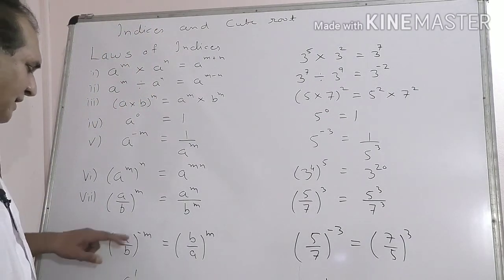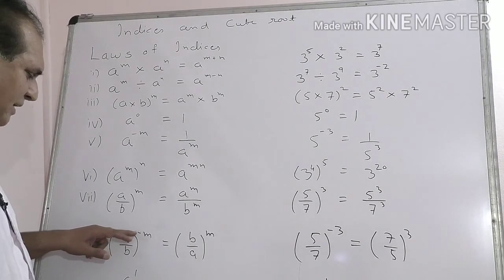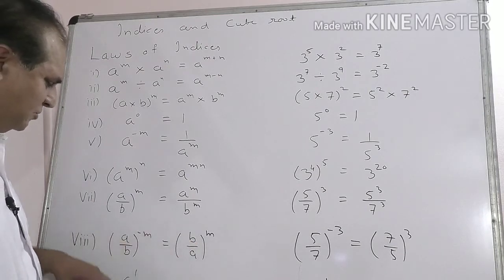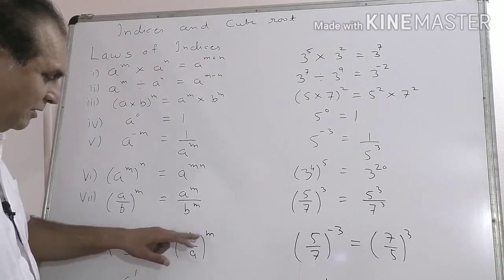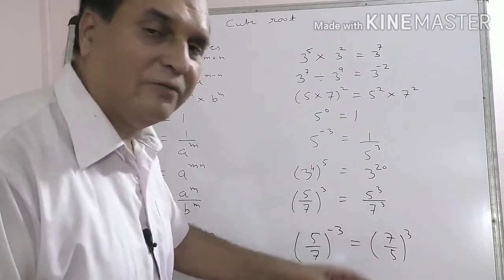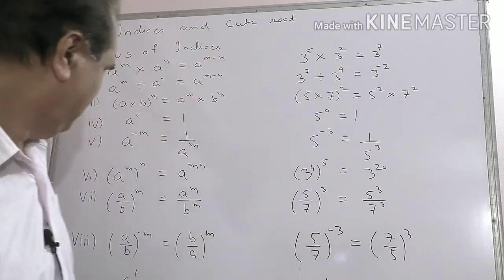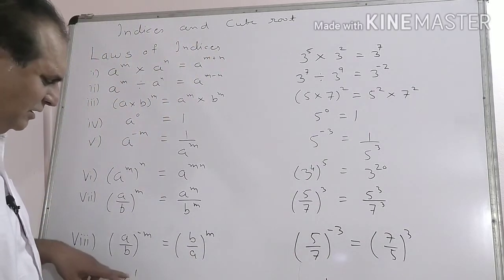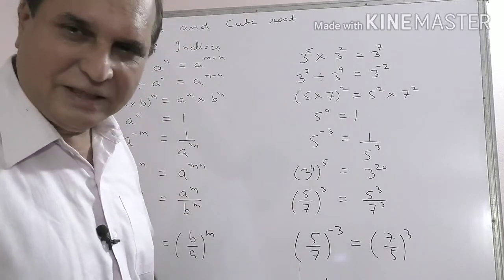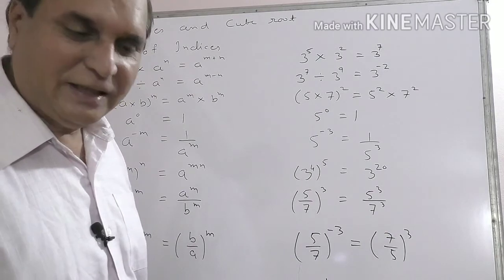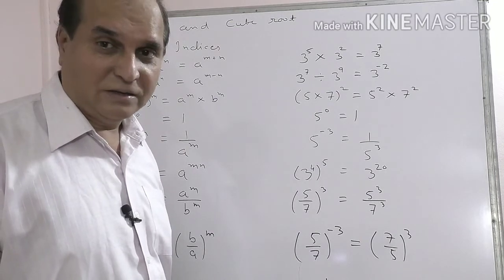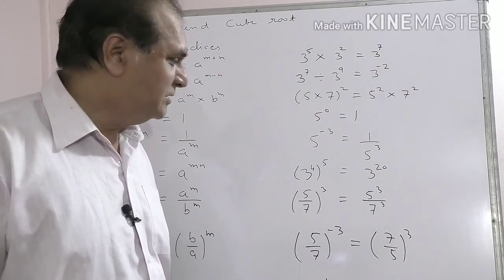a upon b raised to minus m: you can make the negative power a positive power by turning it upside down, b upon a raised to m. a upon b raised to minus m is equal to b upon a raised to m. Suppose 5 upon 7 raised to minus 3 is equal to 7 upon 5 raised to plus 3. Getting? a raised to 1 is a. Only one, no need to write. 5 raised to 1 is 5, for example. These sums are given for practice. Okay, not exercise, just for revision practice. It can come for 1 mark. Understood?